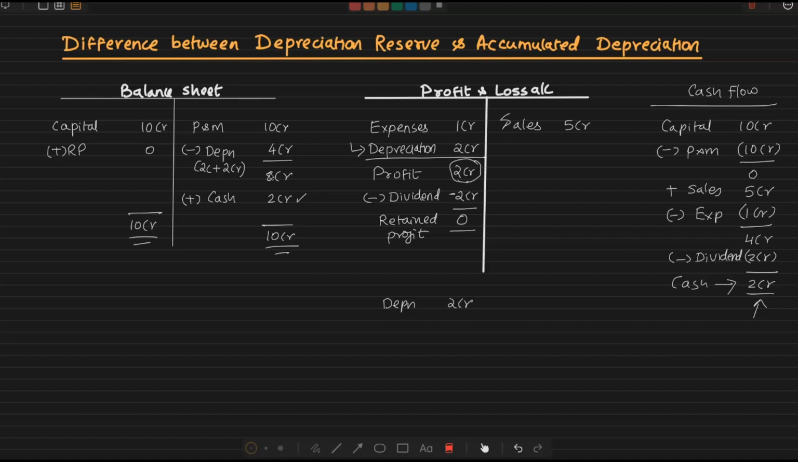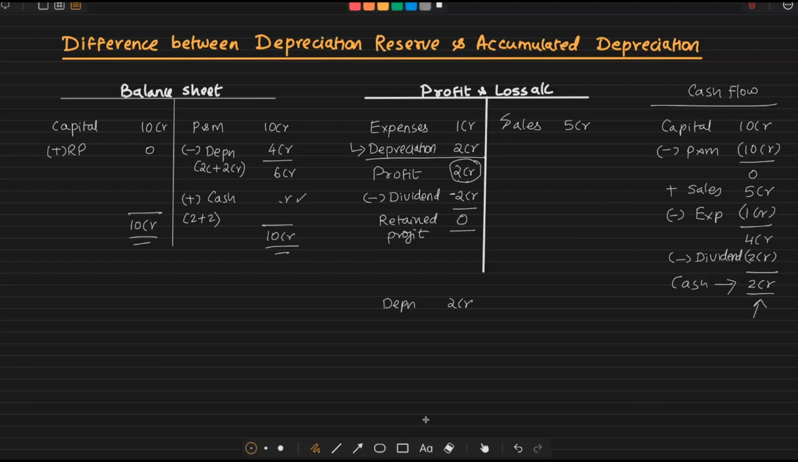10 crore minus 4 crore, it will become 6 crore. But in the next year also, there will be another 2 crore cash made available. So, what will happen to the cash balance? Cash balance already 2, we are making another 2. So, cash balance will become 4 crore.